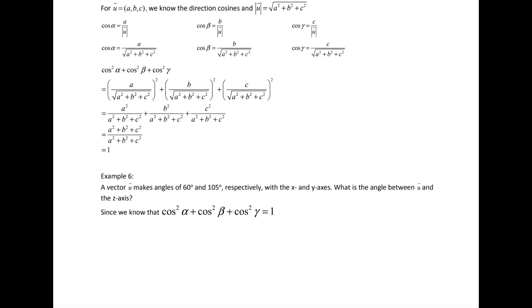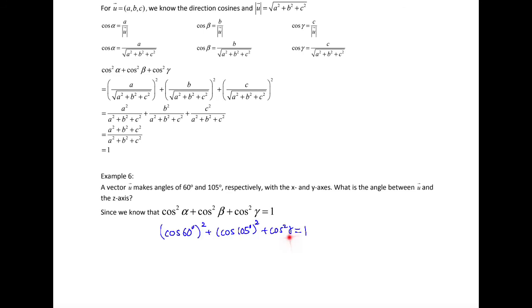So now let's look at example number 6. A vector u makes angles of 60 degrees and 105 degrees respectively with the x and y axis. This means 60 degrees is our alpha and 105 degrees is our beta. Now we are looking for the angle between vector u and the z-axis. That means we are looking for gamma. So we know cos squared alpha plus cos squared beta plus cos squared gamma equals 1. Let's substitute 60 degrees into our alpha and 105 degrees into our beta. Now we get to this equation.